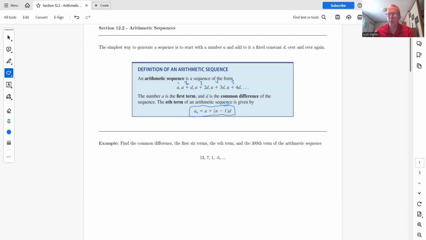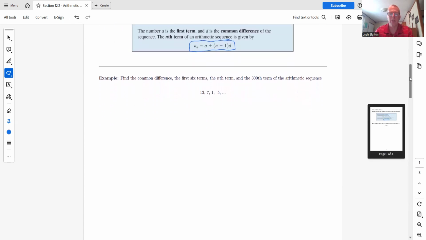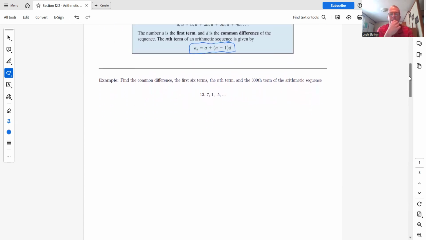But let's look at this first example. So we have the common difference, which is d. Find the common difference, the first 6 terms, the nth term, and the 300th term. So to find the common difference, given that it is an arithmetic sequence, the way to see if it's an arithmetic sequence, if you're not given that, would be to subtract each term, subtract one term from the term that comes after it.